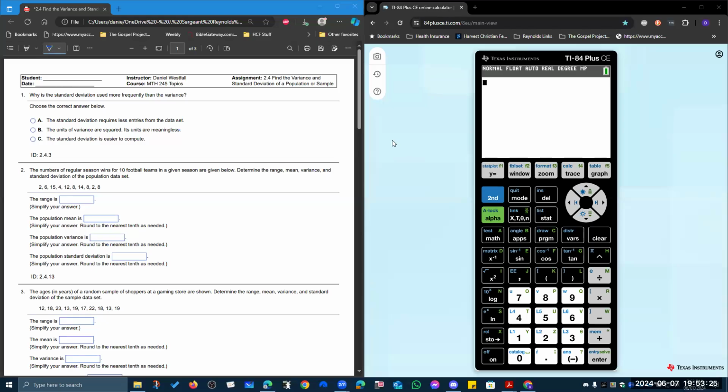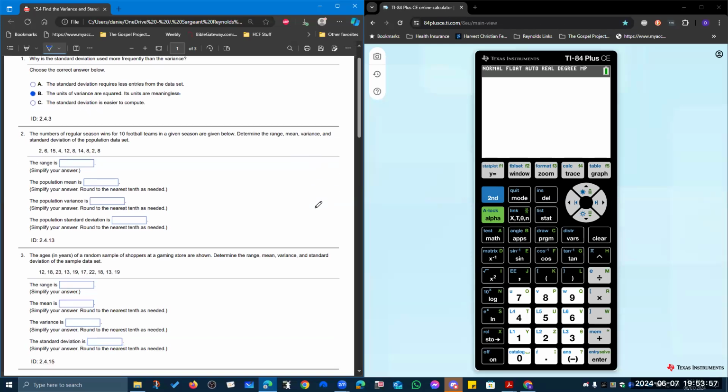In this video, we're going to find the variance and standard deviation of a population or sample. First, let's ask, why is the standard deviation used more frequently than the variance? It's because the units of variance are squared, so the units are meaningless to us. We want to know more what the size of a standard deviation is. It's a measuring stick that we can use to measure to the right and to the left.